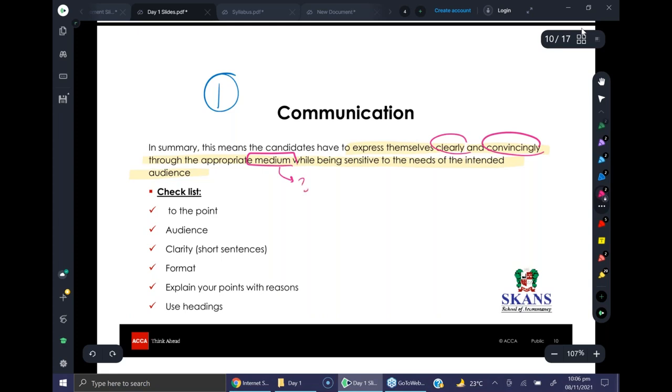What do you think medium is? Yeah, so appropriate medium in your exam is going to be the format, the relevant format for that particular requirement. Absolutely. And it also says that you need to be sensitive to the needs of the audience.